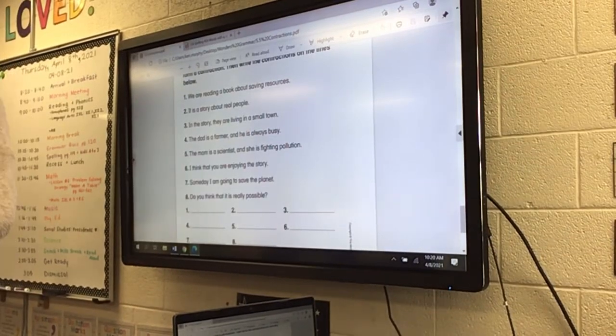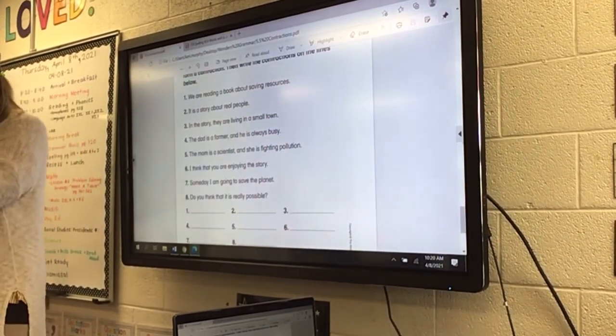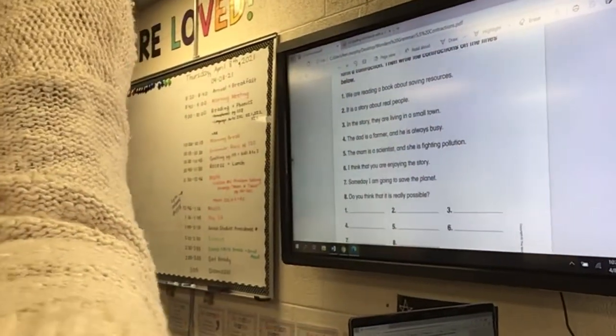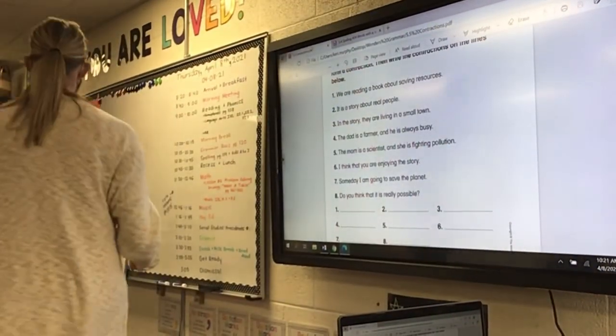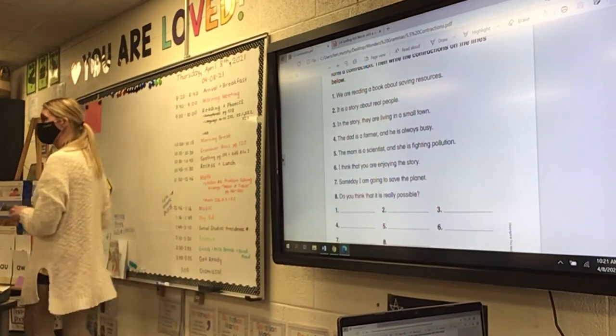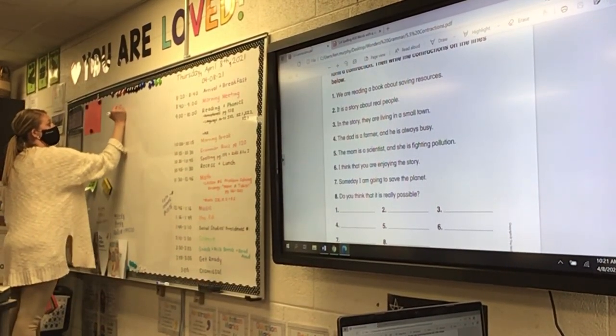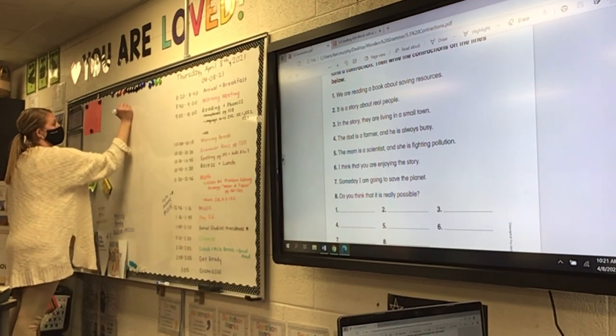Today we're going to do our grammar quiz on contractions, and Mrs. Murphy is going to help you on the board. So we've been talking about contractions all this week in grammar. And we know contractions are two words put together.